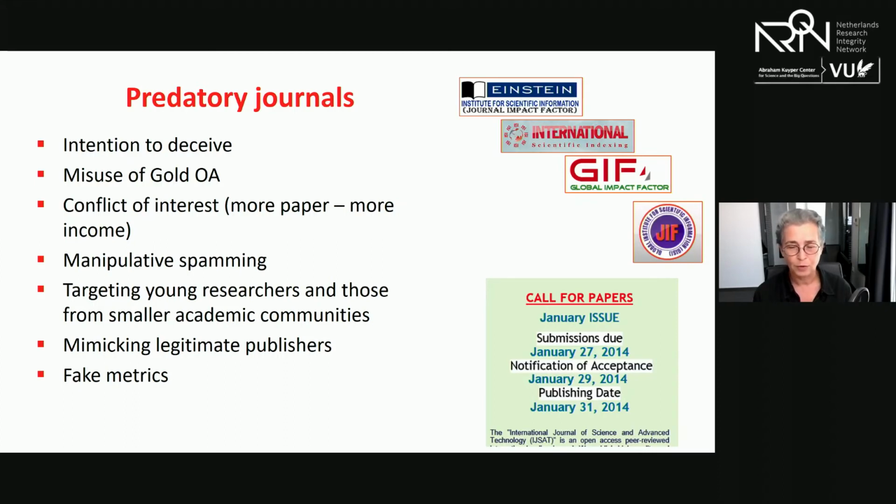There are also conflicts of interest, spamming your email, targeting researchers that are at early stages of their career, smaller communities, as an opportunity for them to publish. They can have fake metrics that you see here, like Einstein Institute for Scientific Information, and so on and so on. They are promising everything that they cannot deliver, and they are actually abusing the system of peer review.